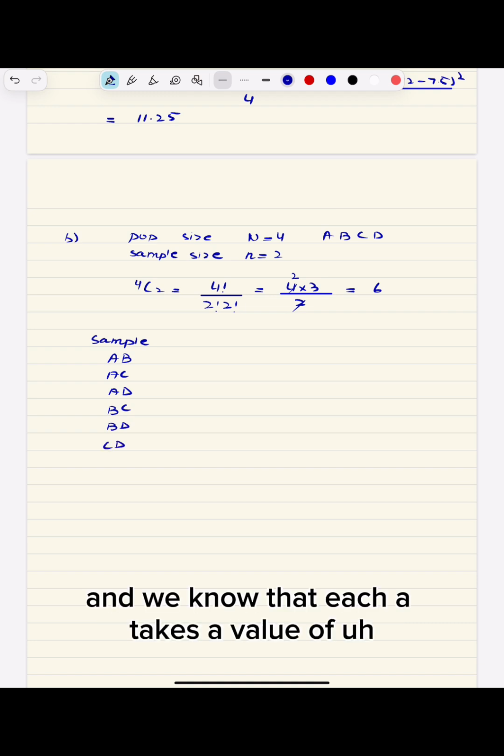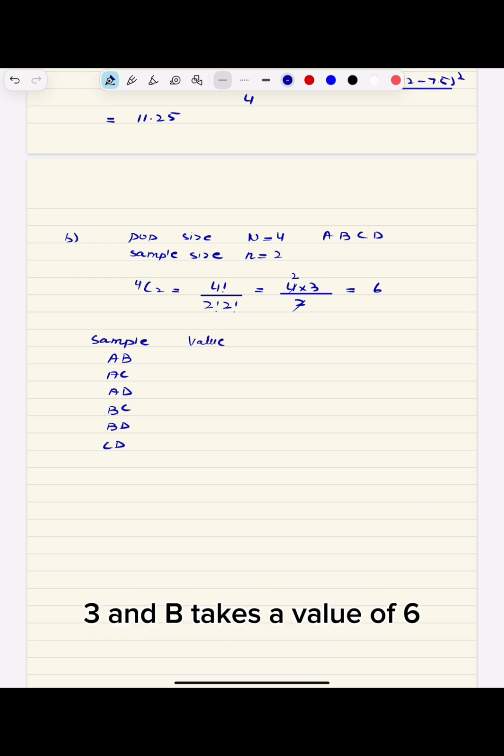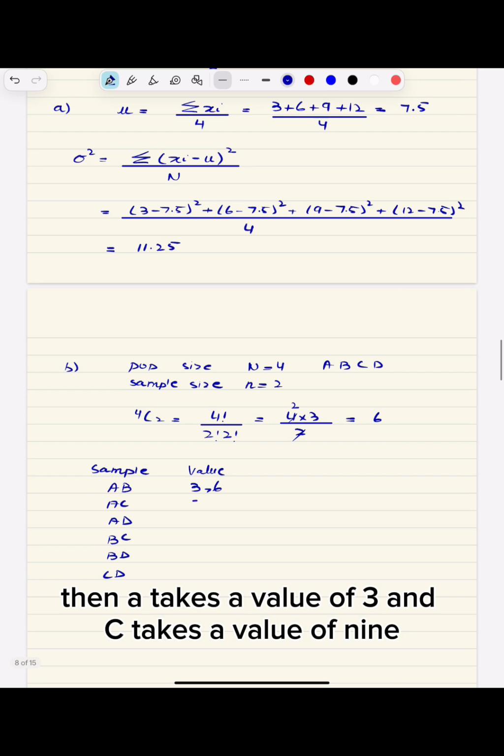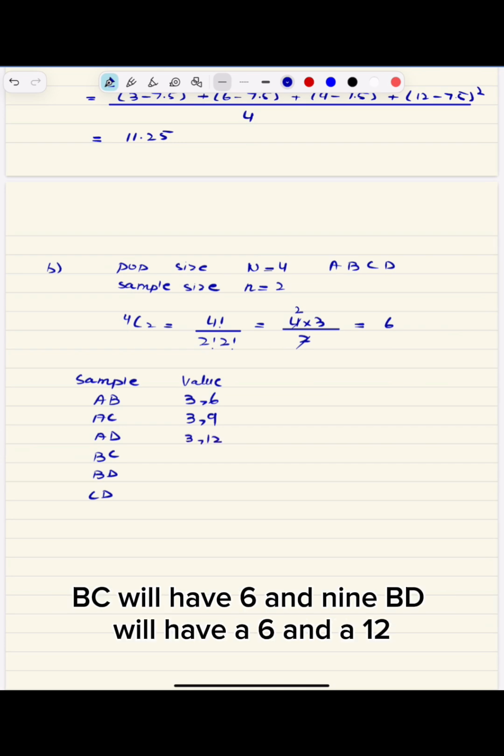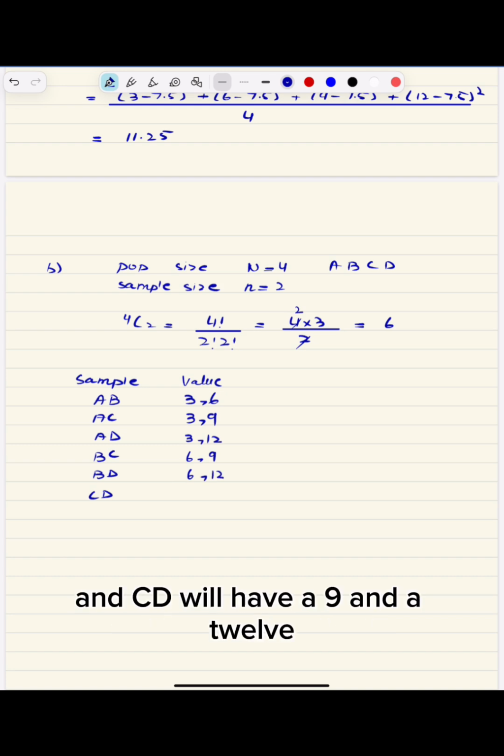And we know that A takes a value of 3 and B takes a value of 6. Then A takes a value of 3 and C takes a value of 9. The sample AD will have values 3 and 12. BC will have 6 and 9. BD will have 6 and 12. And CD will have 9 and 12.